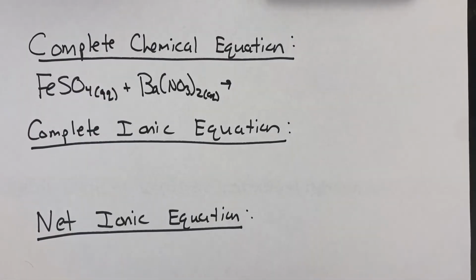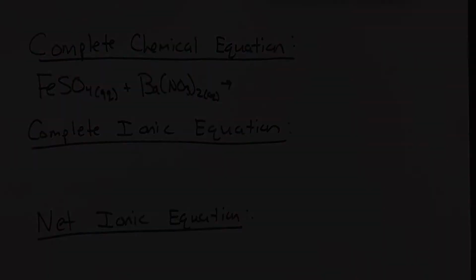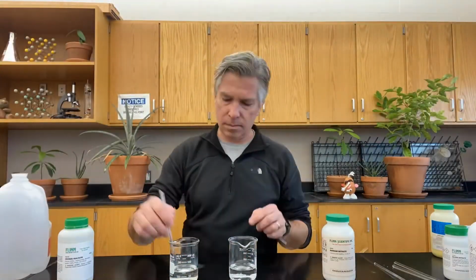I have here some iron 2 sulfate that I used in my first example, and I have here some barium nitrate. I'm going to go ahead and dissolve these while you pause the video and see if you can predict the products and the net ionic equation. If you were able to predict that something will happen in this reaction and that a precipitate will form, then congratulations, you're doing a very good job. We'll check the equations in a minute, but let's see the reaction first.